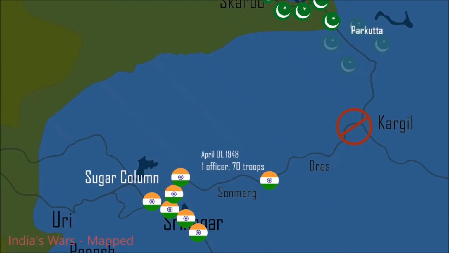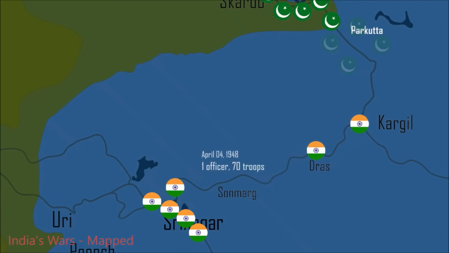The second column, with 1 officer and 37 troops, 1 stage behind them, departed on April 3, 1948. This was under the command of Colonel Sampoorn Bachchan Singh, and the third column of 70 men under Colonel Kripal Singh was another stage behind them and departed from Srinagar on April 4, 1948. The orders for these columns were to set up Kargil as a base of operations into Skardu.